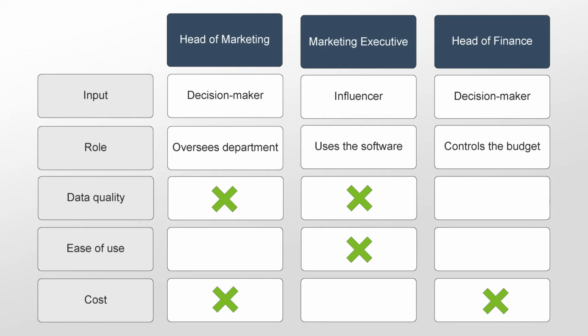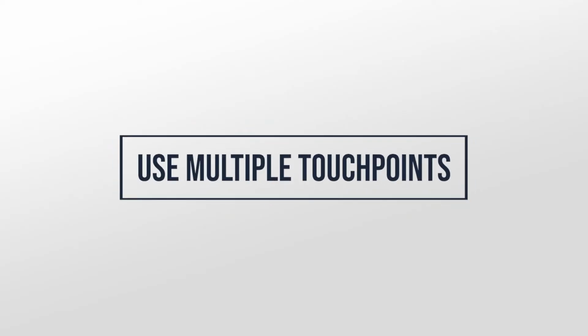But then if you want to make another ad for the head of marketing, you're going to be focused so much more on the quality of data versus the cost of the tool. It's that real sort of quality versus cost messaging. You also need to make sure you're using multiple touch points. On average, it takes somebody 8 different touch points before they make a purchasing decision.